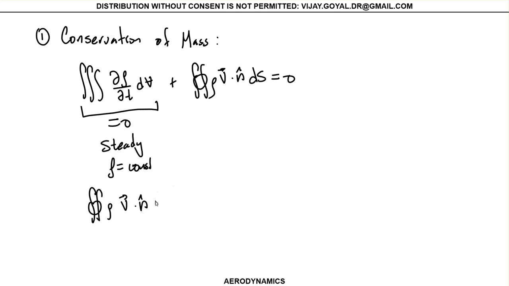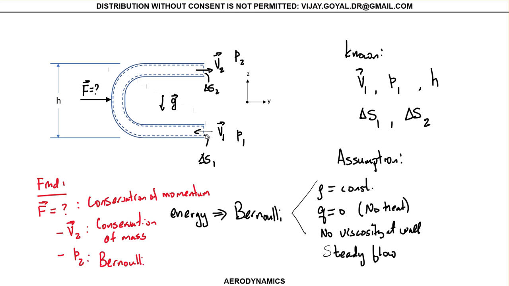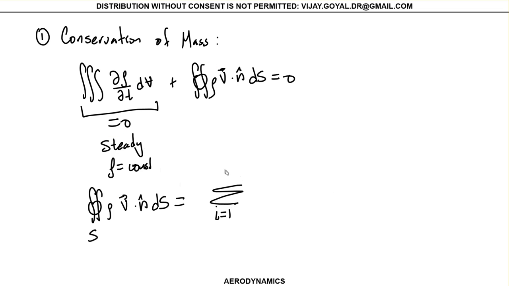Density times the dot product of velocity and the unit vector over the enclosed area is nothing else than the summation, i equal to 1. In this case, how many openings do I have? I have 1 and 2, so I will put here 2. There will be rho i times Vi dot ni delta Si.